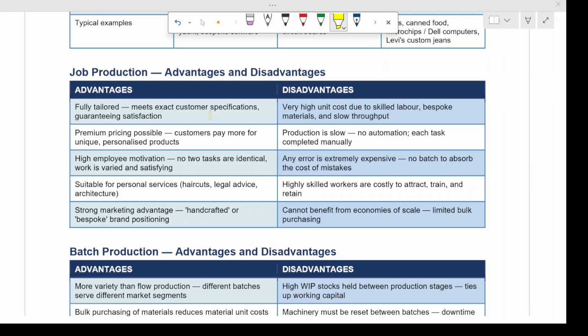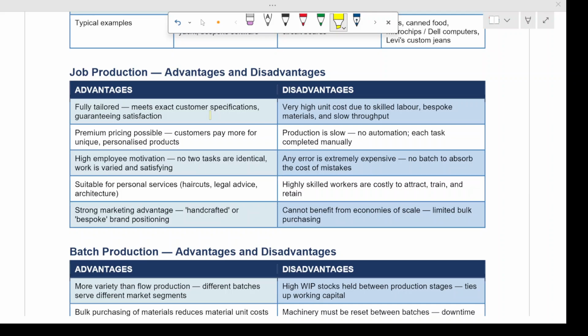And the last one is a strong marketing advantage. You can say things like handcrafted or bespoke or artisan, stuff like that. You can feed it back into the premium pricing, that you can use the same thing to market yourself and then charge a premium for offering those same services.